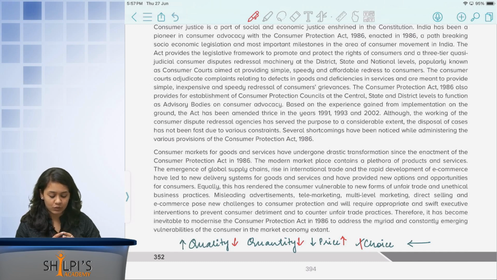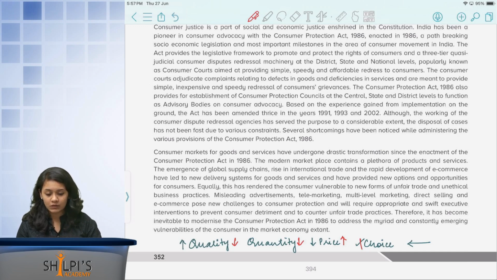Okay, and therefore, since this started gaining so much traction, so many people started actively providing consumers with low quality, less quantity, high priced goods, etc. This is where consumer law has eventually come into play. That is why this Consumer Protection Act of 1986 has also come into play.